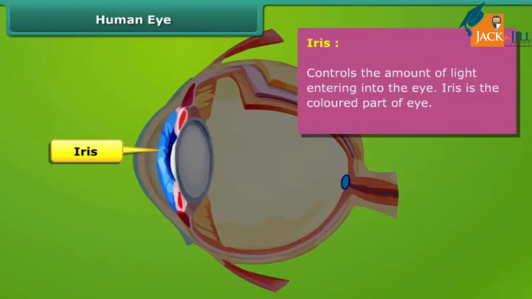Iris. Iris is the colored part of the eye, which may be black, brown, green, or blue in color. It controls the amount of light entering into the eye. Do you know that the color, texture, and patterns of each person's iris are as unique as a fingerprint?